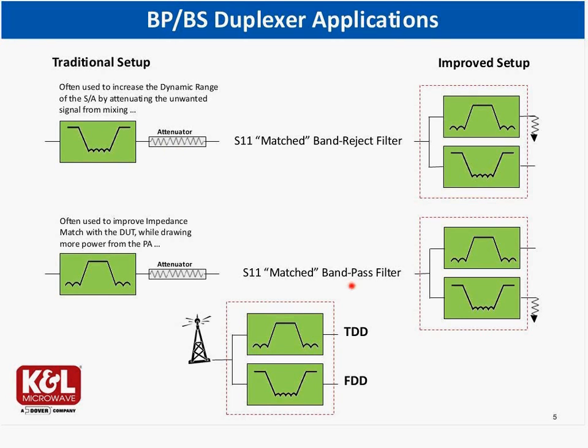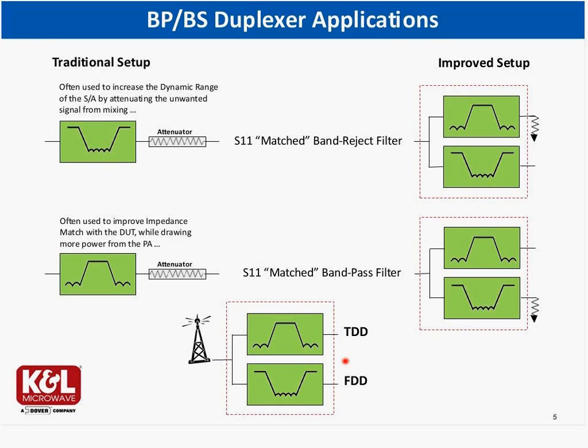On the same token, if we terminate the band reject and we look into this diplexer, then the S11 common is matched for the bandpass filter. Again, an attenuator in front of a bandpass filter is equivalent. So these are two identical solutions that might give you a larger dynamic range.